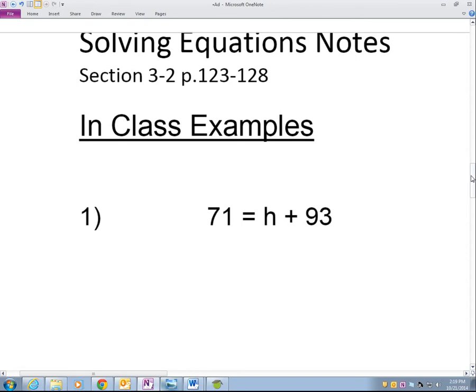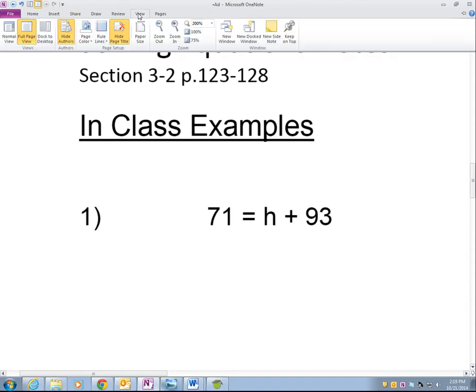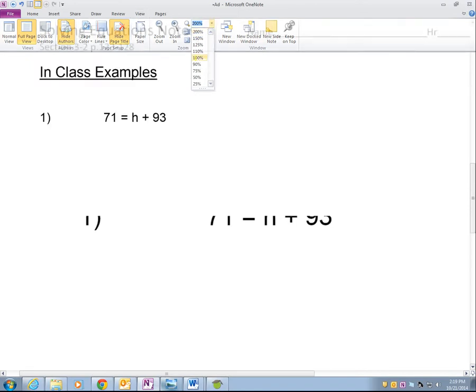Yes? Can we just do the math and not show all that order? It's funny that you should say that, because fourth period, someone said the exact opposite. I just want to do the math. We're going to do a couple examples. You might change your mind. You want to do it live? I want to do the math.